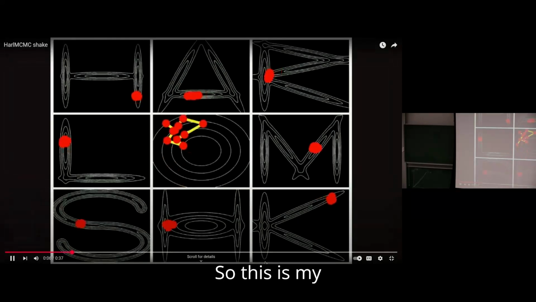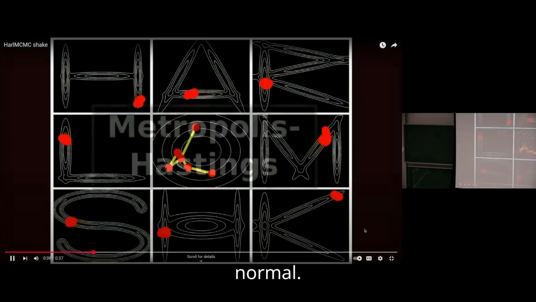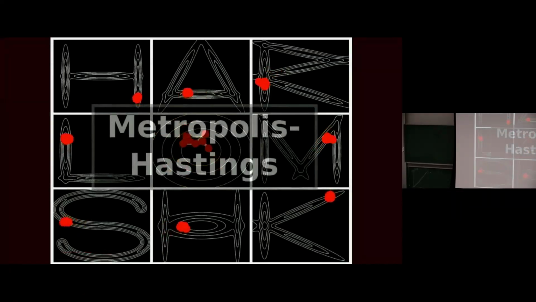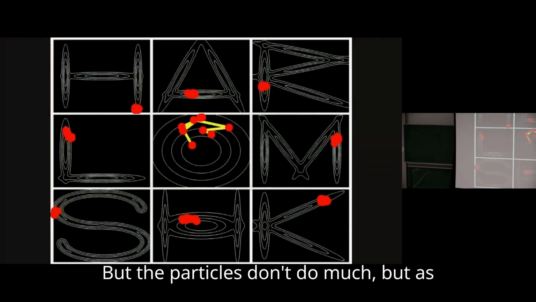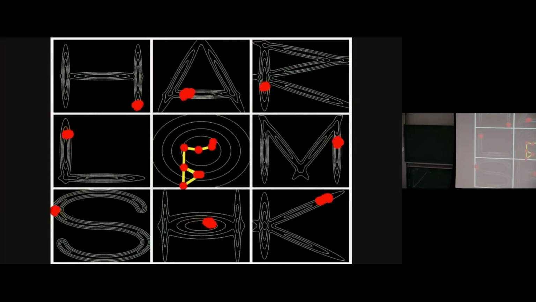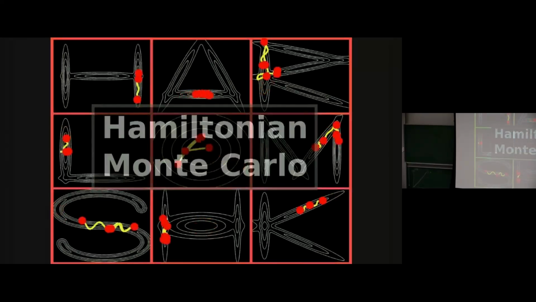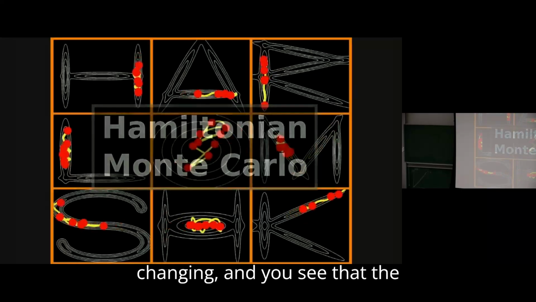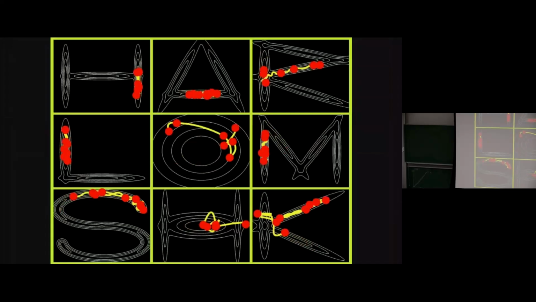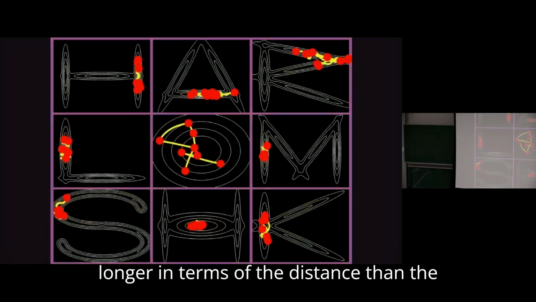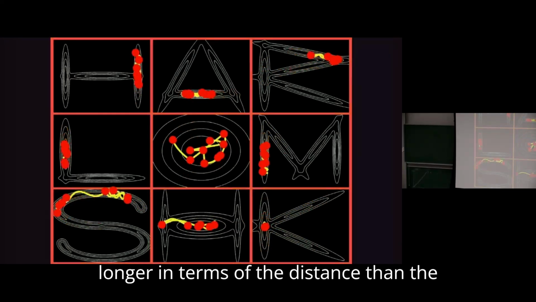So this is Metropolis Hastings with Gaussian proposals. And the particles don't move much. And as the music changes, this is Hamiltonian Monte Carlo, and you see that the transitions are way longer in terms of the distance that the particles move.